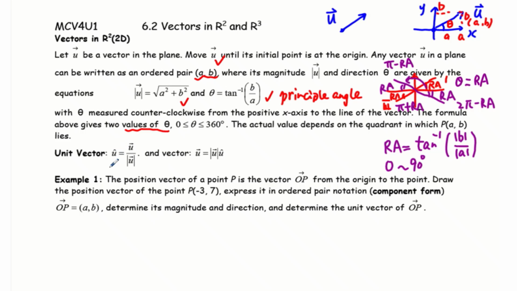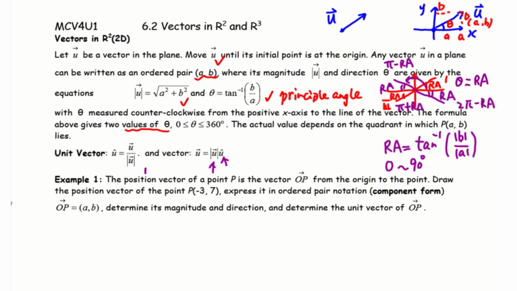And beyond that are unit vectors. Unit vectors mean the magnitude is 1. We know the magnitude of U is the absolute value of U, so we divide by it, and then we have a magnitude of 1 and only a direction. So a vector, we could write as its magnitude times a unit vector.